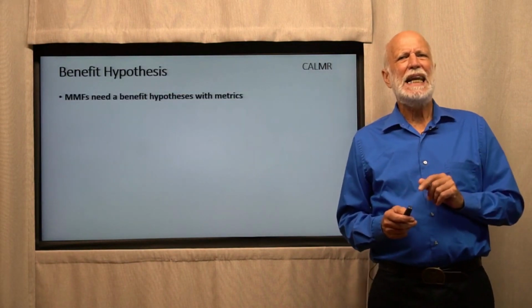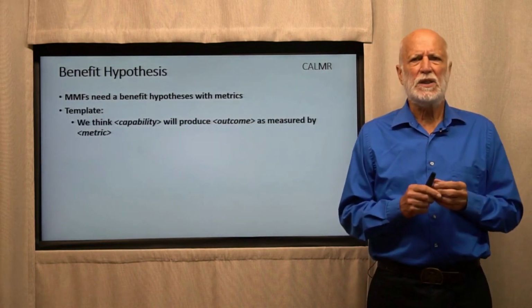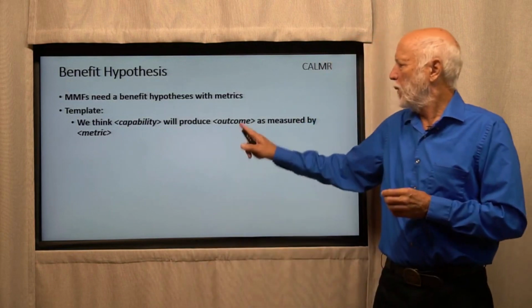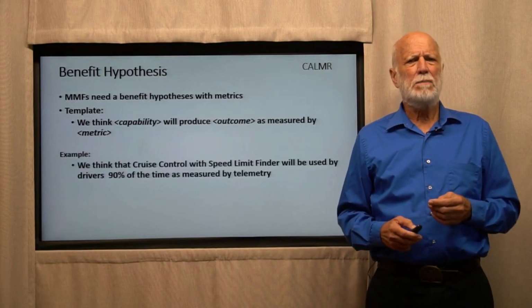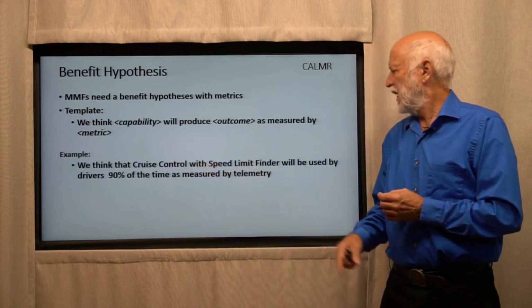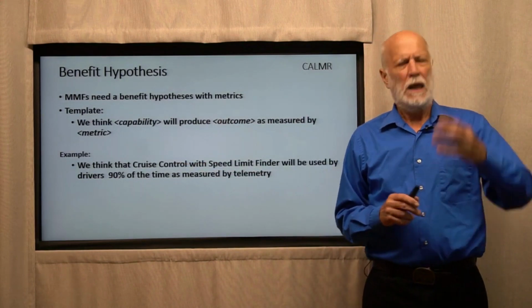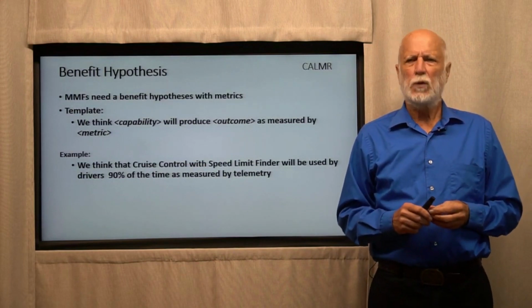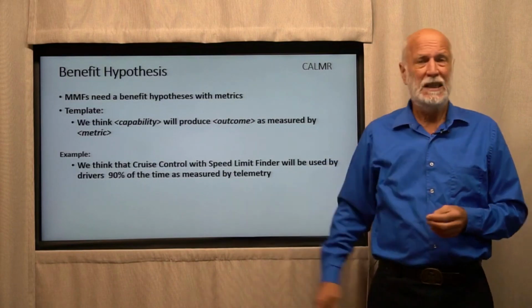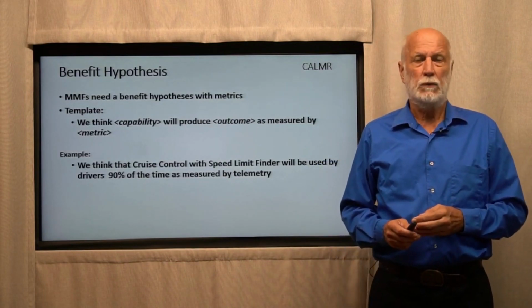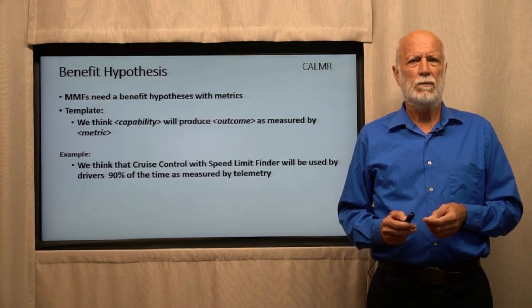And now what we need is a benefit hypothesis with some metrics. The template for this is: we think that a capability will produce an outcome as measured by a metric. And here's the example. We think that cruise control with speed limit finder will be used by drivers 90% of the time as measured by telemetry. And we're going to keep track of how often the cruise control button is pushed. There we have a test and a way to measure that test, which obviously we can't do until it's actually in the car and under use.